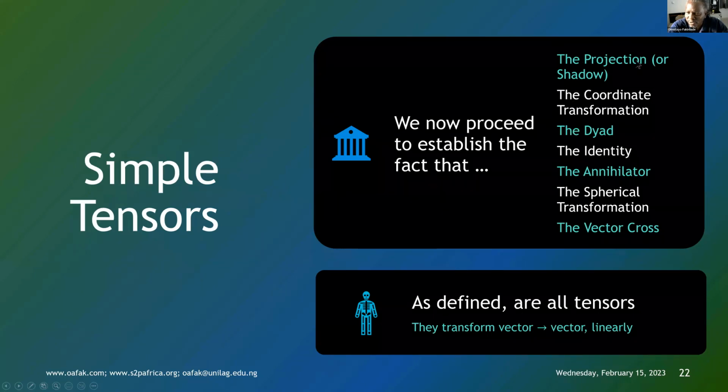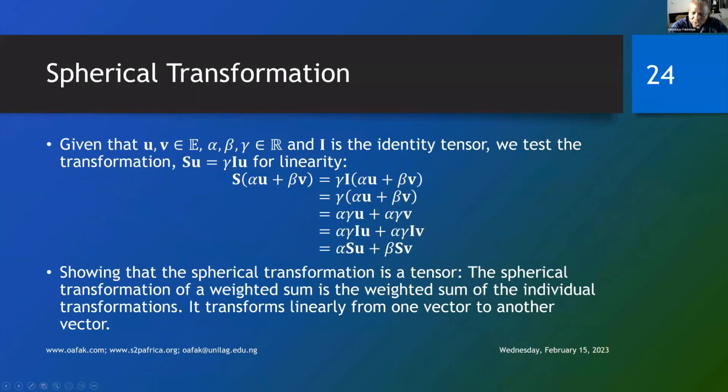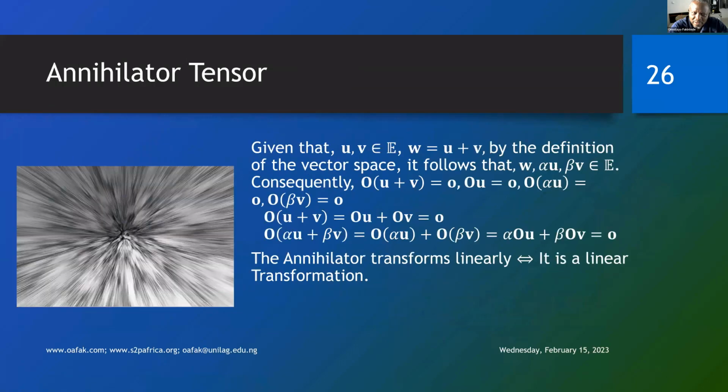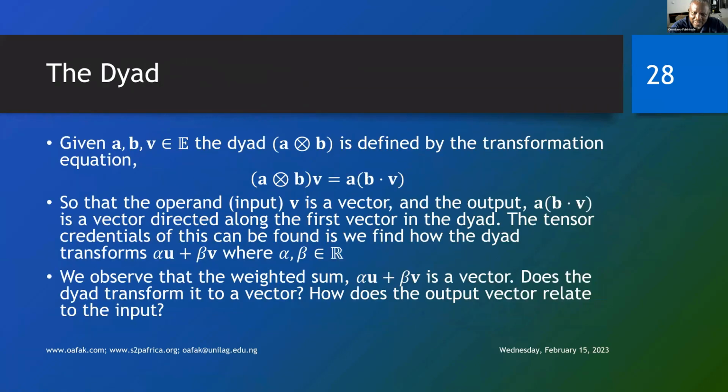It now remains the projection, the coordinate transformation, the dyad, and the vector cross. Those are the things remaining for us to check. We have done the identity. So the next thing we want to look at is the dyad.